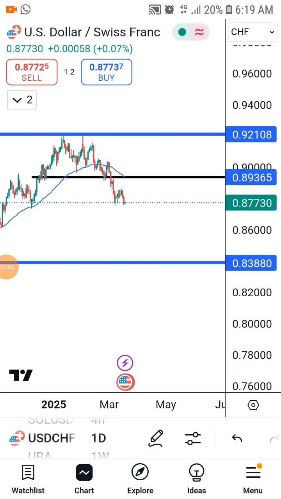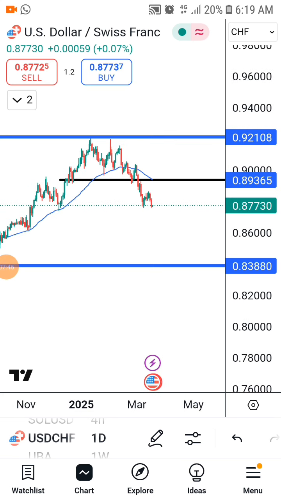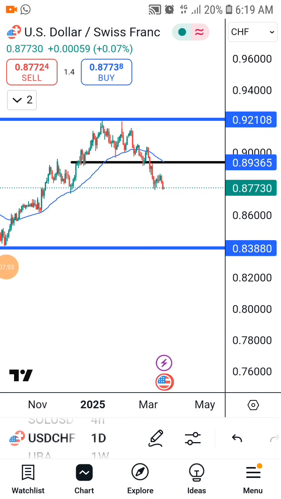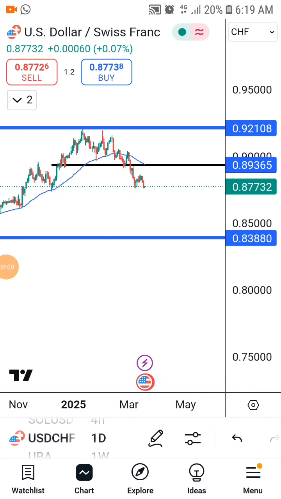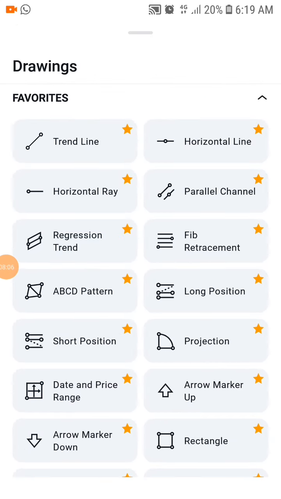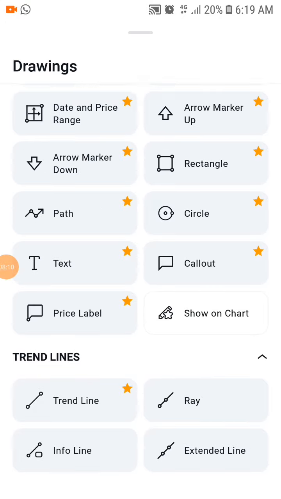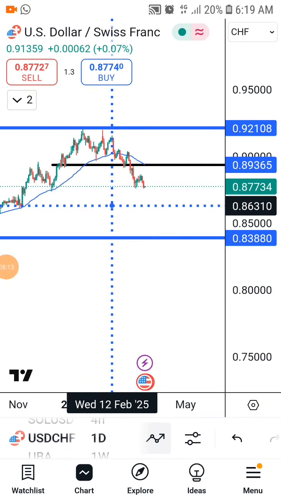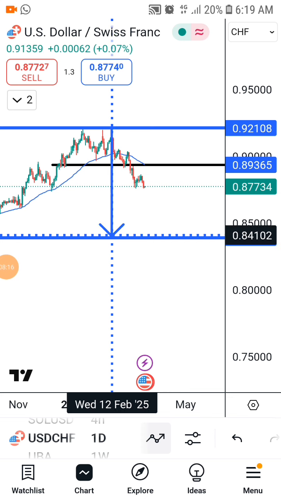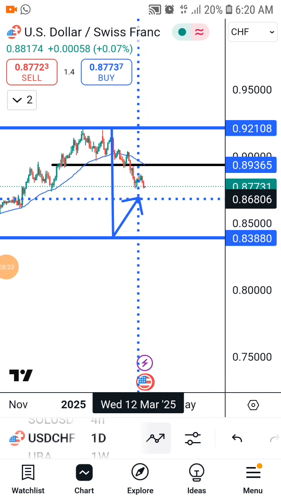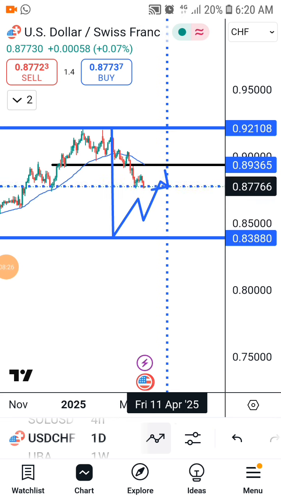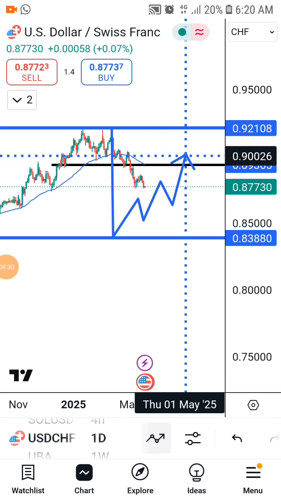So a simple definition of this strategy is: 4 hours is directly proportional to the daily 50 moving average, and 1 hour is directly proportional to the 4-hour 50 moving average. So in this case, this daily 50 moving average will not be tested until this market comes back to this place. Let me show you. Once it comes back to this place, the market will begin to do a retracement like this, and test this daily moving average.